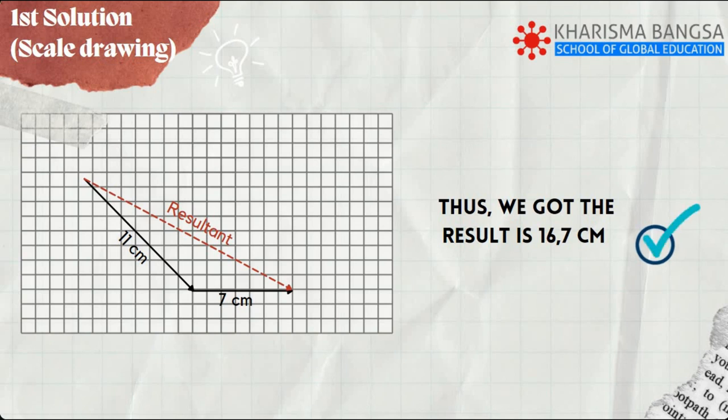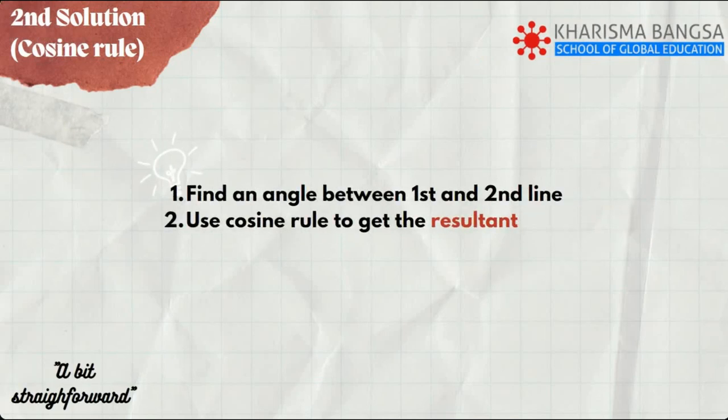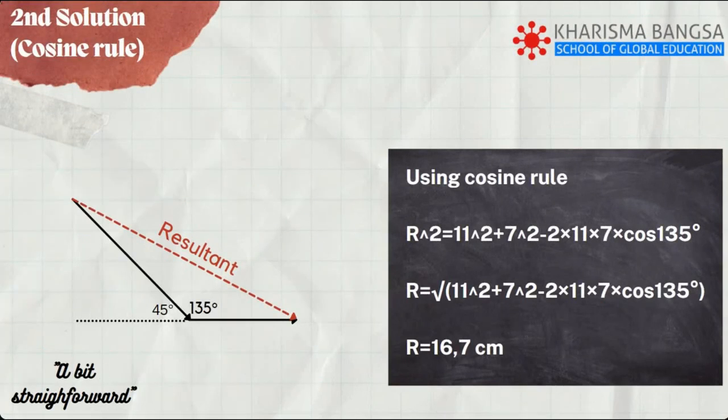The other way to solve this problem is using cosine rule, where you need to find an angle between the first and second line. After that, you need to use cosine rule to get the resultant. As you can see from the slide, which shows us the picture and the way to solve this question using cosine rule, we still get the same result as the previous one. In this case, 16.7 centimeters.